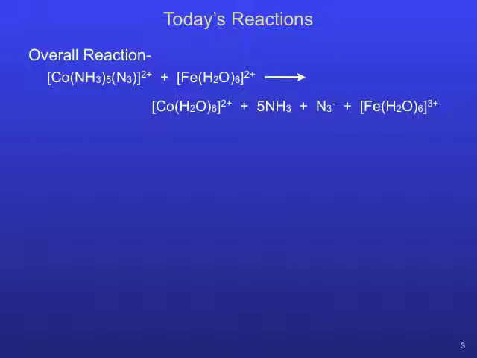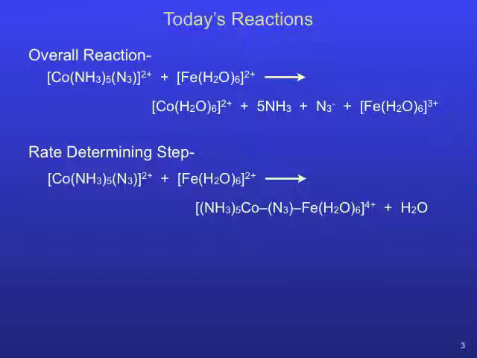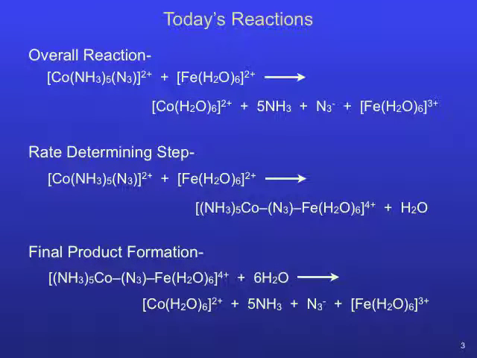The ammonia and azide ligands are released during the reaction, with the hexaaquacobalt(II) and hexaaquairon(III) complexes formed as products. The rate-determining step involves the azide ion, or N3-, bonding to both cobalt and iron, acting as a bridge to temporarily form this transition state intermediate. The formation of this bridged intermediate facilitates the transfer of the single electron from the iron to the cobalt and dictates how fast products are formed from reactants. After the electron is transferred from iron to cobalt, the bridged intermediate falls apart, forming the products of the reaction.